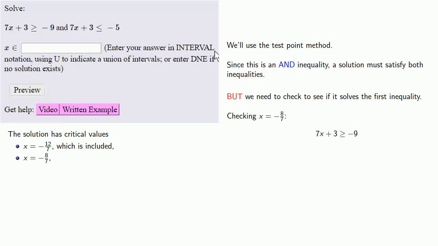So checking x equals negative 8 sevenths, we see that negative 5 is in fact greater than negative 9. This is true, and so our critical value at negative 8 sevenths is also included in our solution.